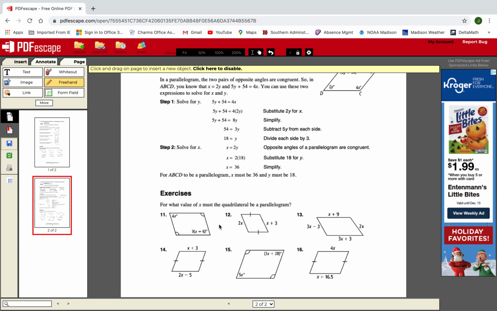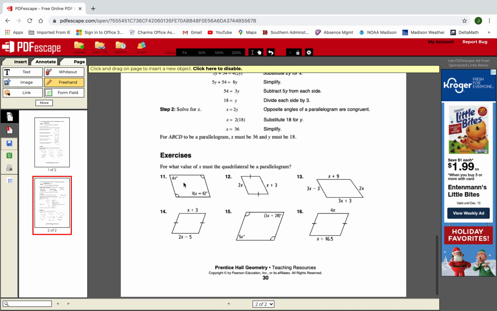So this says, for what value of x must the quadrilateral be a parallelogram? Well, if opposite angles are congruent here, then on number 11, we would know that 4x must equal 3 times the quantity x plus 6. I think that's a plus. Or is that a minus? It's kind of hard to tell. It looks like there's a shadow. So we're going to say plus and see what happens.